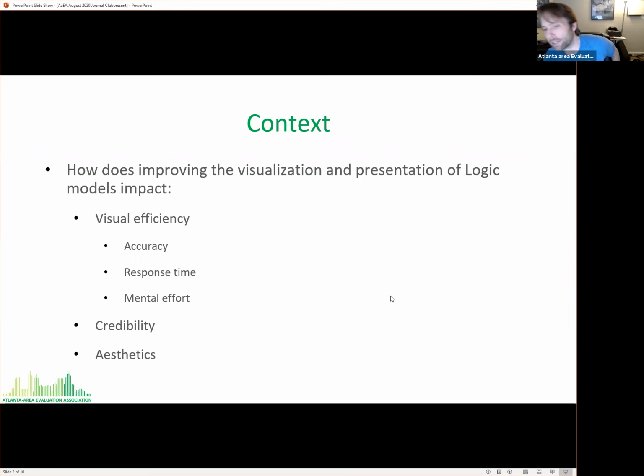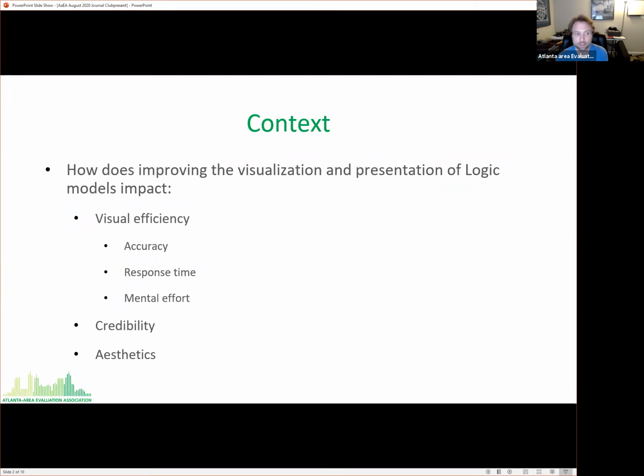I don't know how many people had the chance to read the article. You're not required to, or even read the abstract, but I thought it was interesting in a couple different ways. This is the first good experimental design of testing a visually appealing way to present logic models.